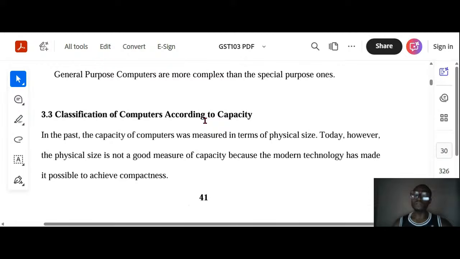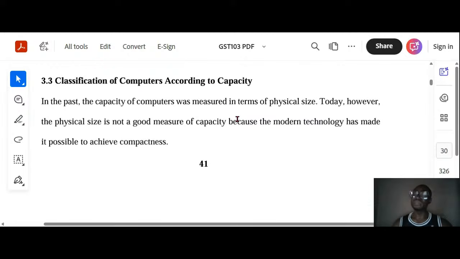Then, classification of computers according to capacity. This is the main place that brought us here. The question from the TMA was gotten from this particular place, but we had to read the whole unit to understand everything around that question. Classification of computers according to capacity. In the past, the capacity of computers was measured in terms of physical size.